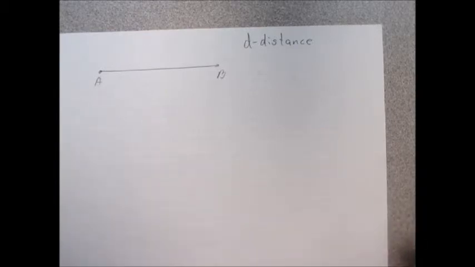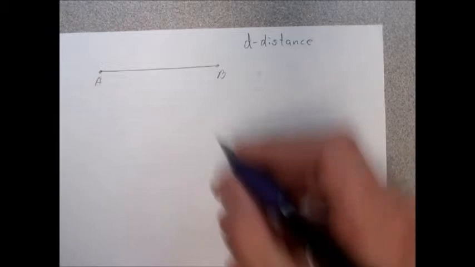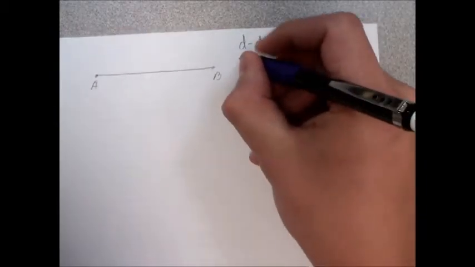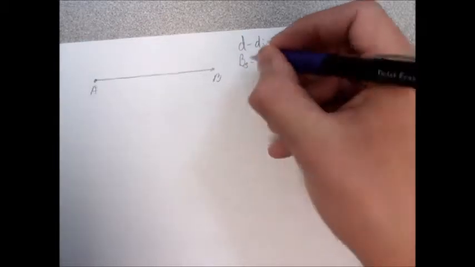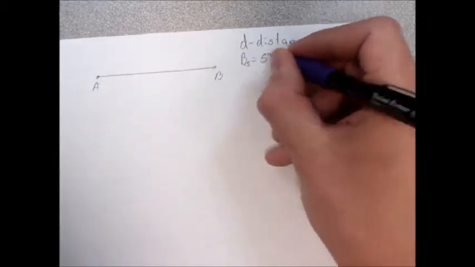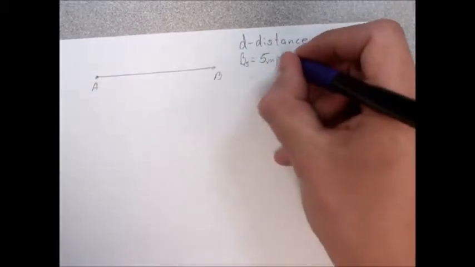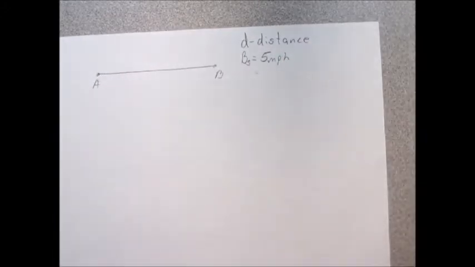The barge travels at a rate of 5 miles an hour. So I need to make a note of barge speed, right? So barge speed is 5 miles per hour. I just put B sub s for barge speed. You can use whatever variables you want, but for this example, let's use B sub s.